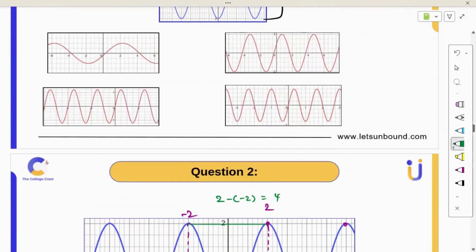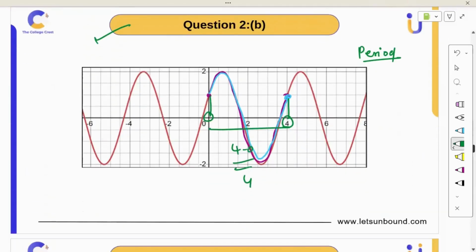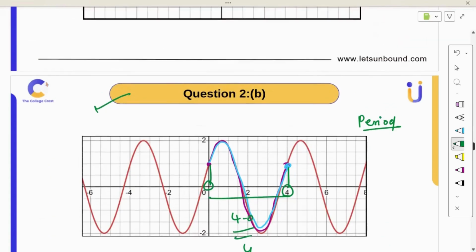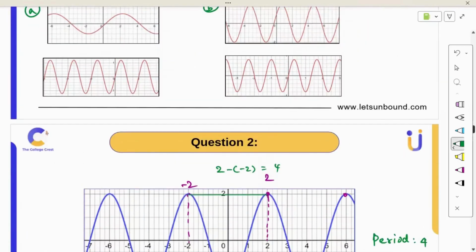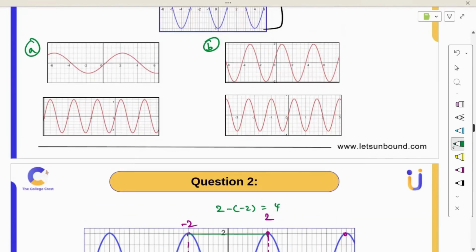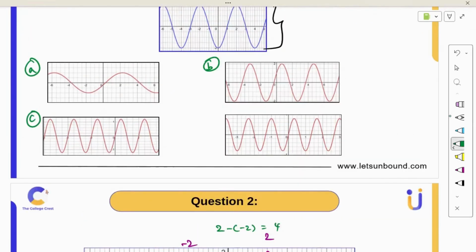So option B means actually this is A, this is B. Okay. Let me check. Yeah, this is C, this is D. So this is our correct answer.